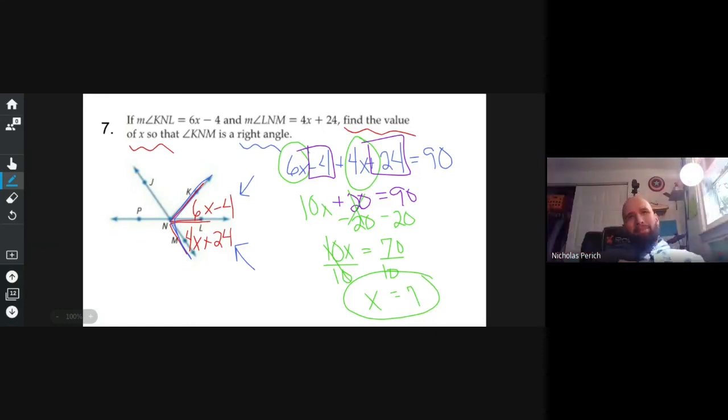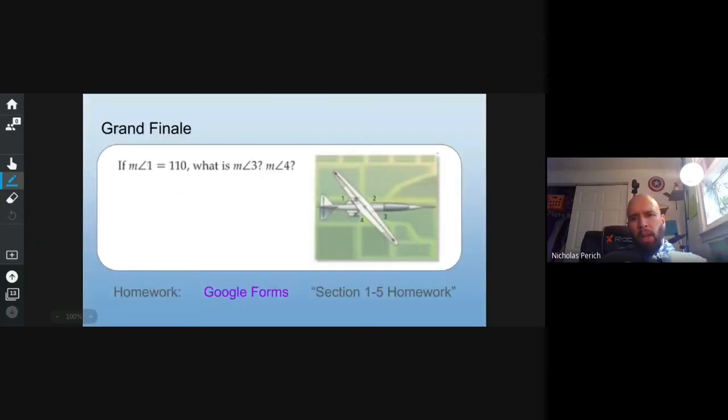Problem 7. Speaking of 7, what's in the box? 7. Oh, haha. We don't have a whole lot of time for the grand finale, but there it is.